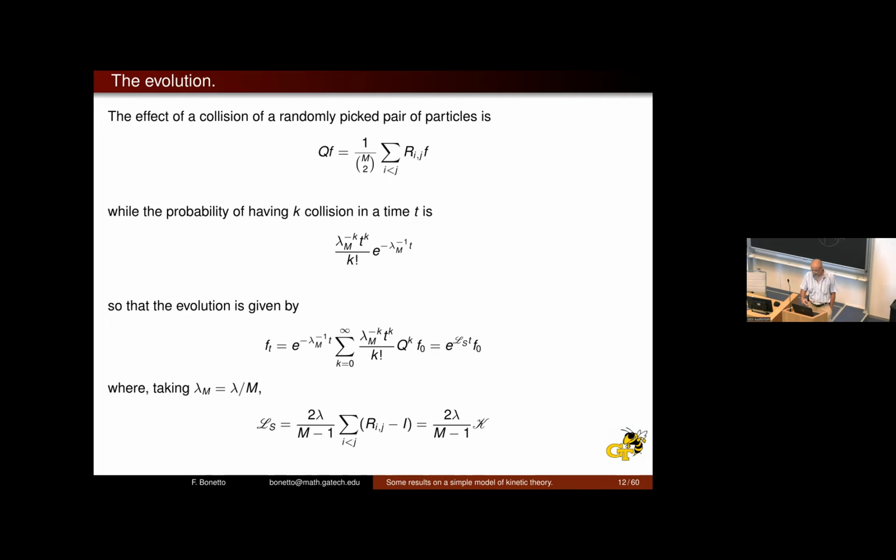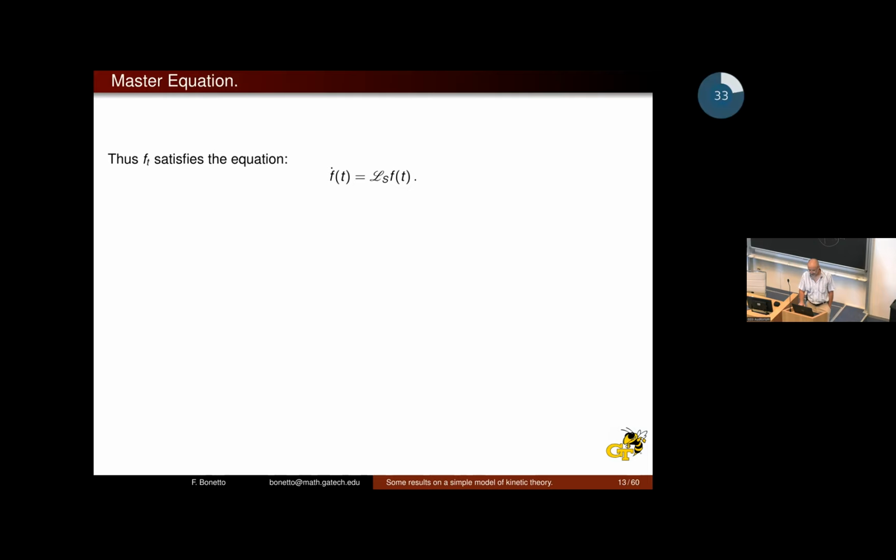If you resum that series, and everything here is bounded, or the operators are bounded, so everything till now made perfect sense, you get that the evolution is given by the exponential of a generator. And the generator is the one written underneath. There are other ways to derive this formula for the generator, but this is the one I like most. And so you have to study the evolution generated by this generator. That means this differential equation. What you are looking at is a solution of this differential equation, f dot.